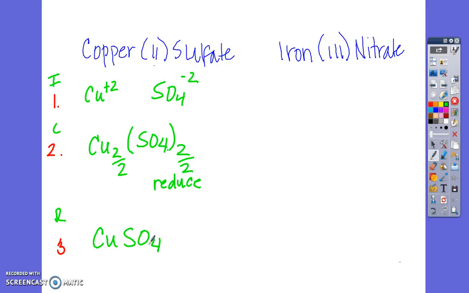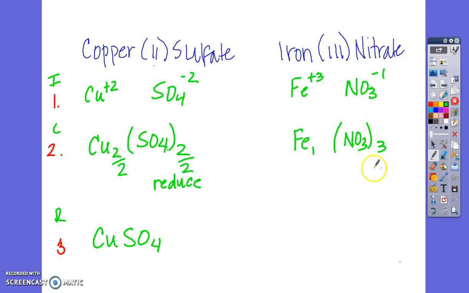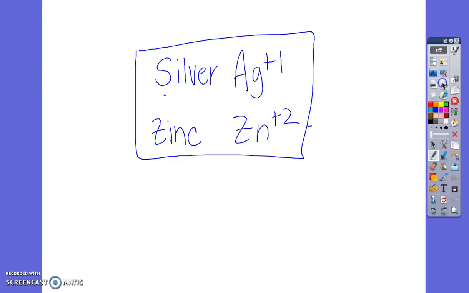So ICR: ions, crisscross, reduce. Ions, remember, always go to the -1 box. Crisscross, bring that 1 down, bring the 3 across. So we're going to go Fe, there's a 1 here. Oh, there's a 3 coming outside, so I do that. Keep my NO3 right there because that's nitrate. You can't change that. Don't touch that 3. That has to stay with the NO3 because that's what nitrate is. Can we reduce? No, we're done.